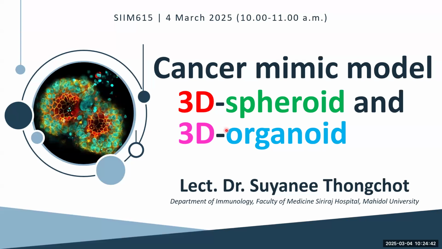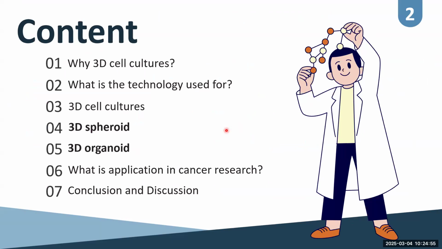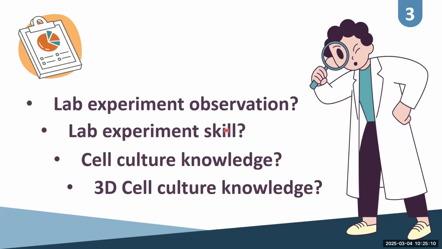Okay, I will start now the second part, one hour about the cancer mimics model, which points out the 3D spheroid and also 3D organoids. So in this lecture, I will show you why the 3D cell culture is important and point to you the 3D spheroid and also 3D organoids.